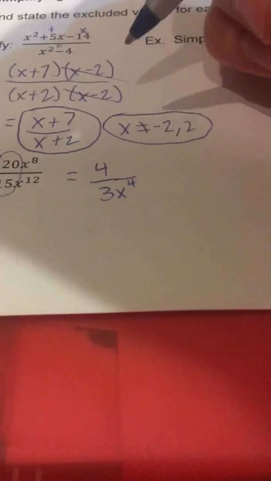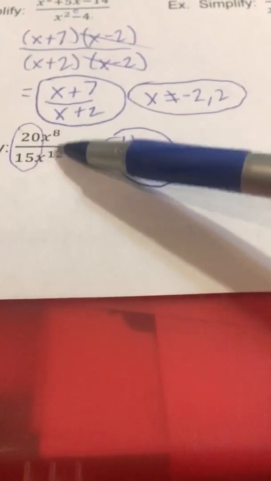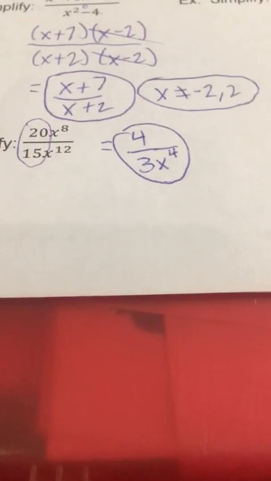The answer is going to go wherever the bigger exponent is. So that x to the 8 over x to the 12 is going to leave me with x to the 4th on the bottom, because that's where the bigger exponent is. So that just reduces down to 4 over 3x to the 4th. Again, if there's nothing to factor, if it's just monomials on top and bottom, just reduce the fraction and subtract the exponents because you divide. 4 over 3x to the 4th.